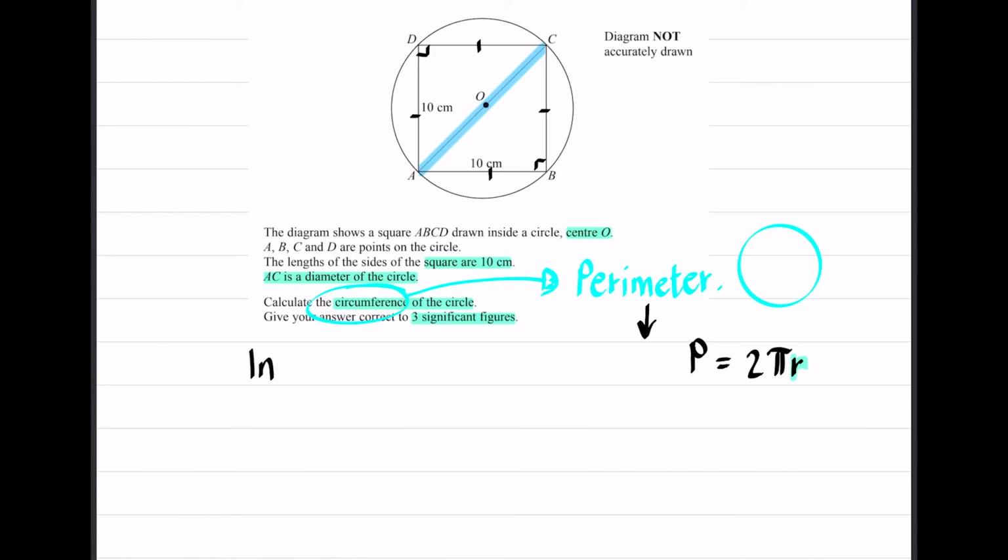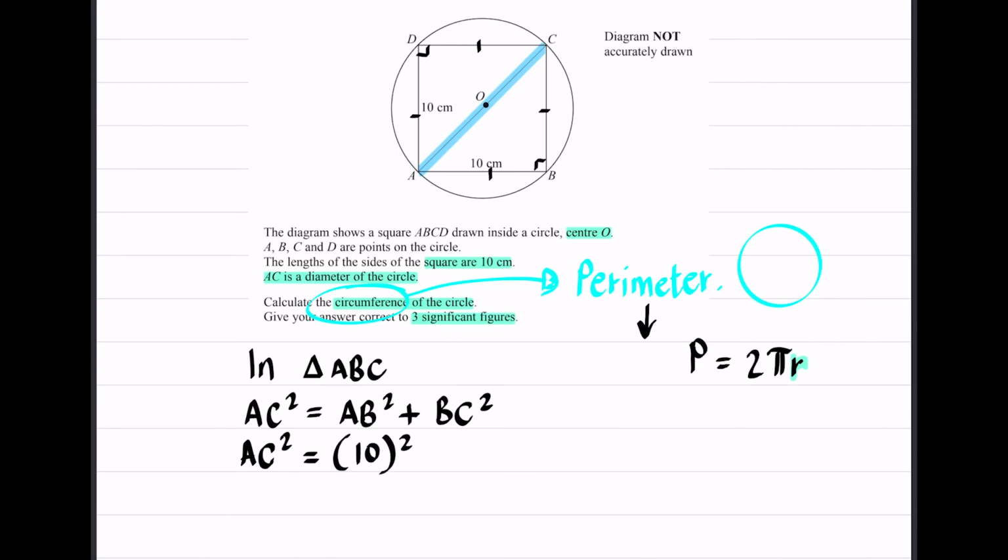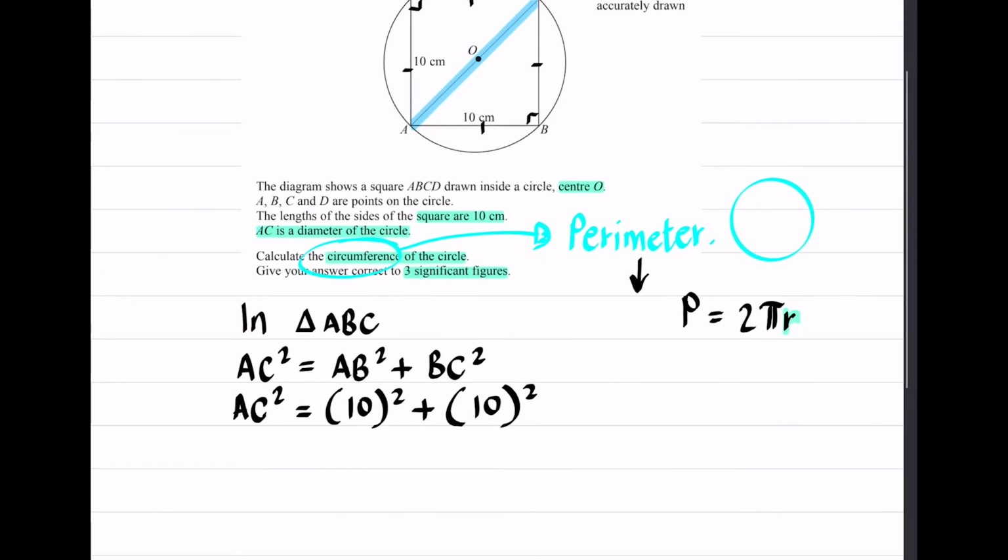So I'm going to work in any of the triangles, but I'm going to work in triangle ABC. So we know that AC squared is equal to AB squared plus BC squared. So AC is what we're looking for, because AC is the diameter. So AC squared is equal to AB, which is 10 squared, plus BC. BC is also 10 because it's a square.